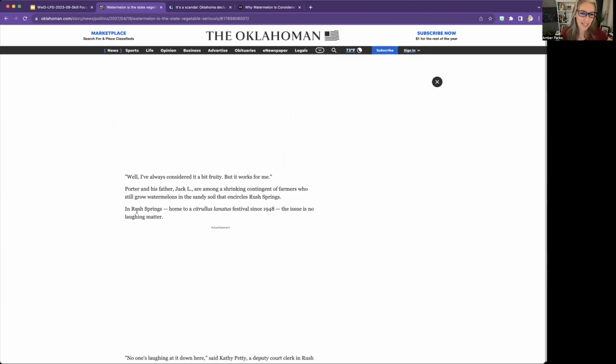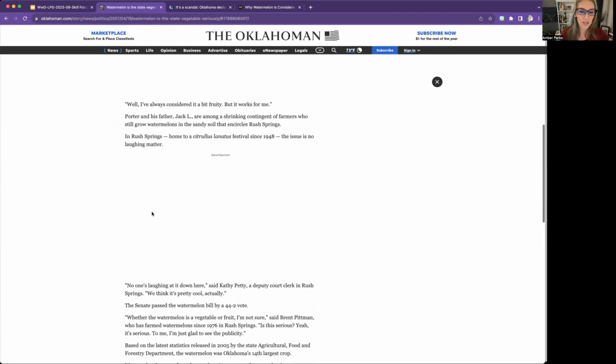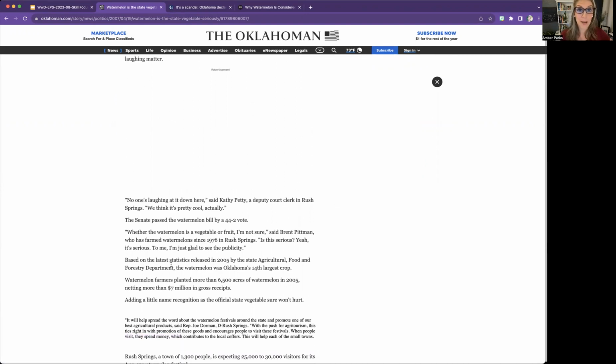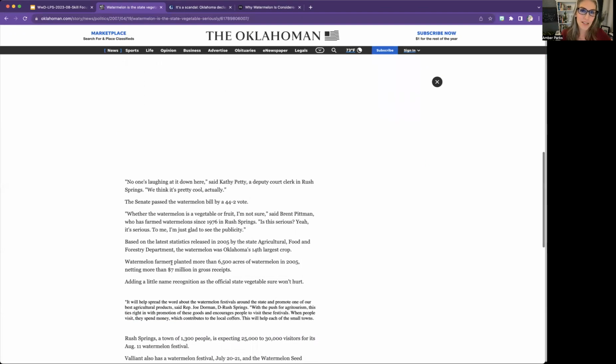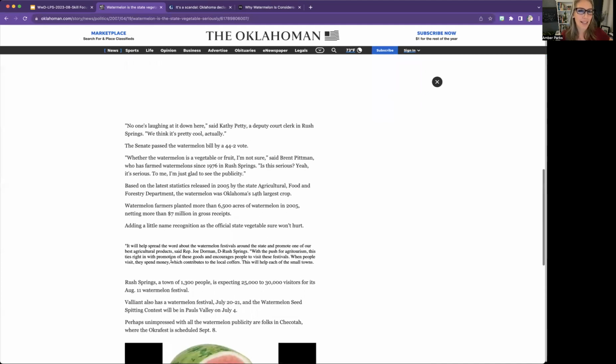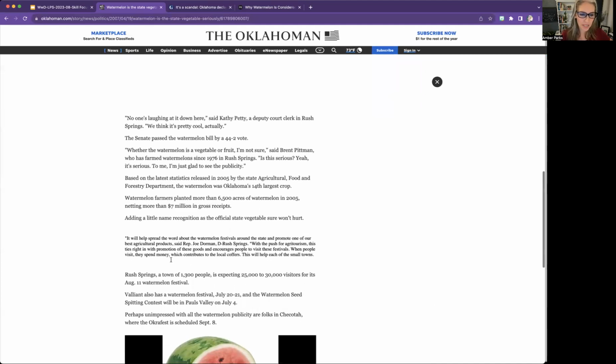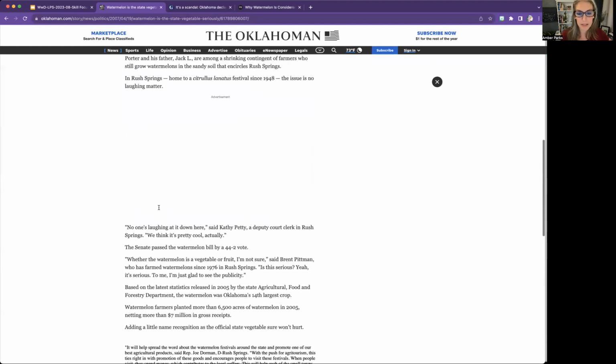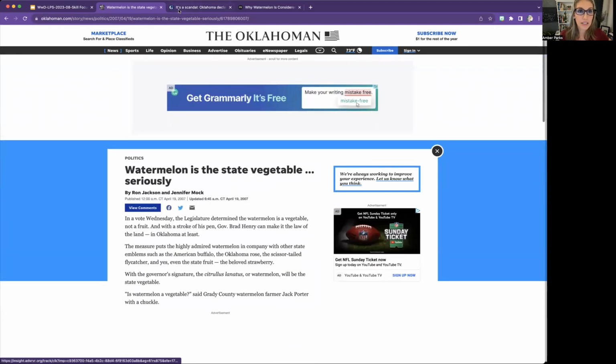But sure enough, it has a lot to do with Rush Springs, a famous town here in Oklahoma known for their watermelons, and they have a watermelon festival. So it makes sense that the legislators from Rush Springs were the ones who came up with this bill, and made the case that watermelon should be an official state something. And so they decided on vegetable because the strawberry is already the state fruit. So that title was already taken. So some fun information in here about Rush Springs and about the history of this decision. And so that's just source one.